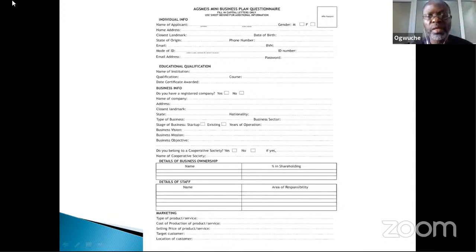Okay. If, for example, you are into poultry farming in the FCT, and you are asked to describe the vision of your poultry business, you could pick something to the effect of: to be the largest mechanized poultry farm in the FCT. That is your vision. That is where you want to be in the next 10, 20 years.